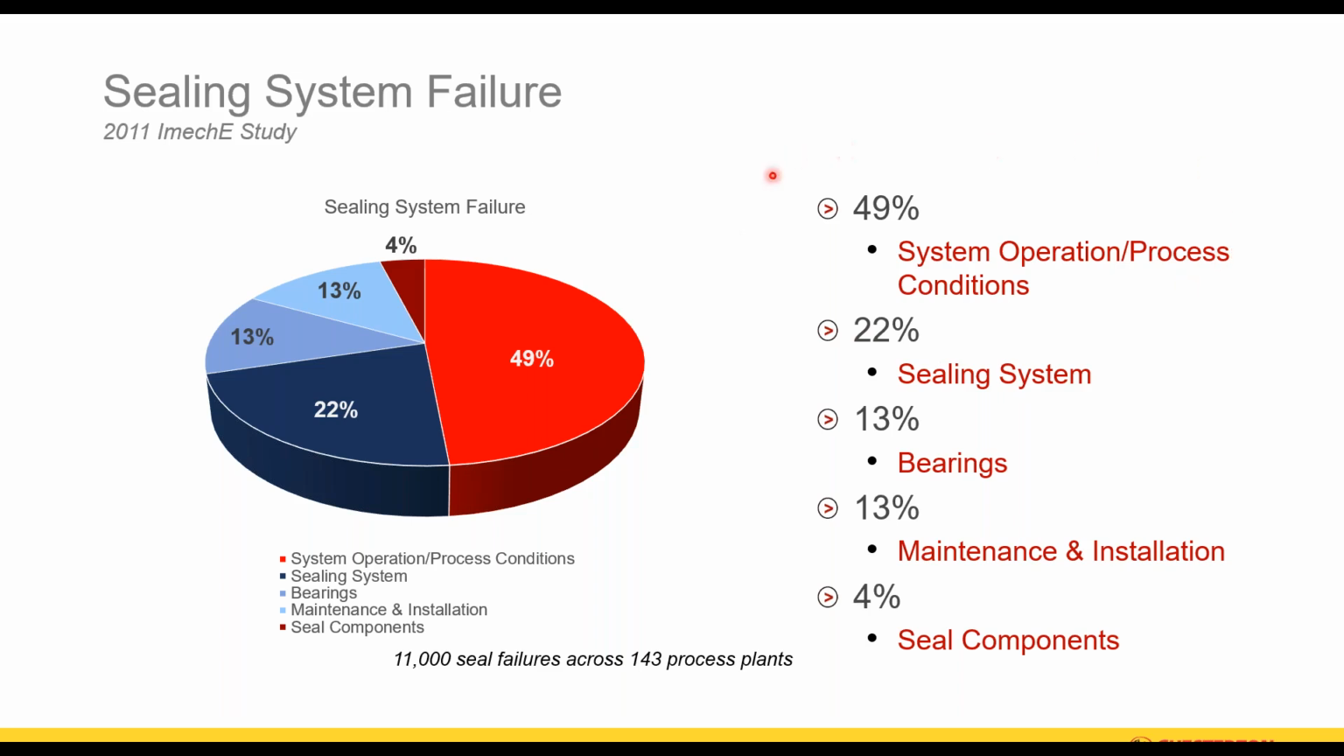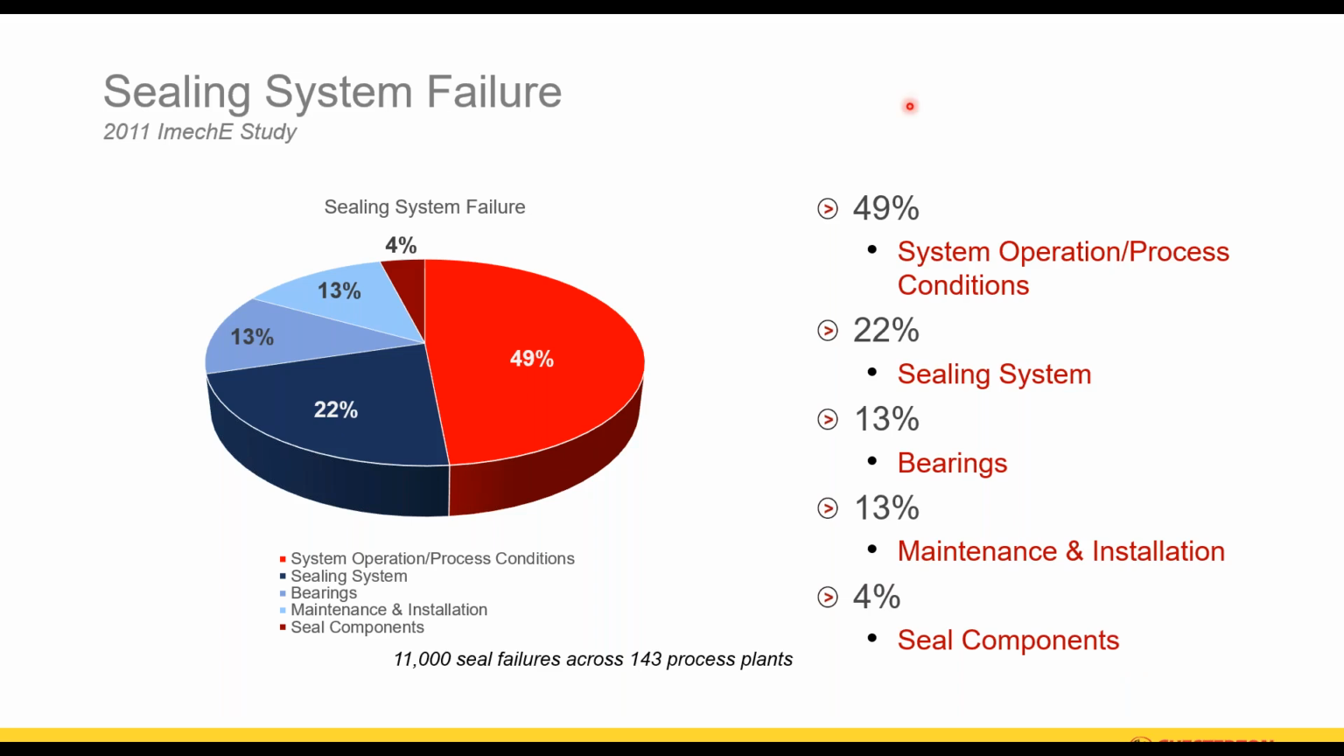The findings were, quite frankly, 50% of all seal failures, seal leakage, occurred because of system operation or process conditions. 22% were attributed to the sealing system, and we'll talk about that in a moment. Another 26%, when you look at both of these, is the bearings and maintenance and installation. But only 4% of the seal failures actually was a result of the mechanical seal itself: something inside the seal breaking, a spring, a face, an O-ring.